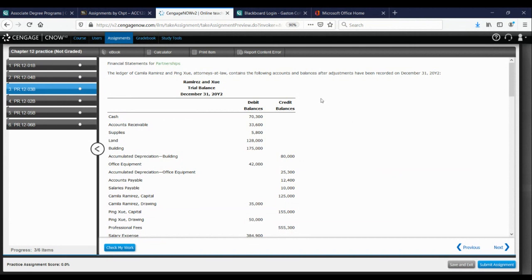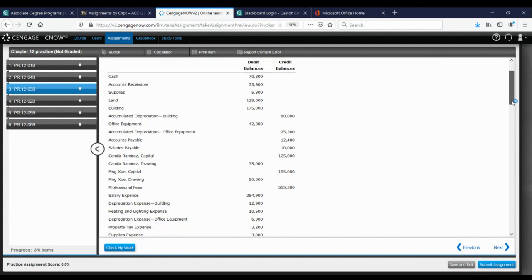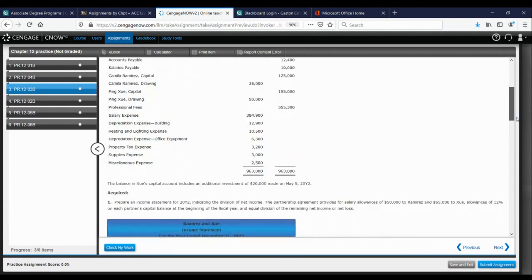So this is going to be a company called Ramirez and You, and it says that they've given you the ledger of Camilla, Ramirez, and You, who are attorneys at law. And the following accounts and balances after adjustments have been recorded on December 31st, 20Y2. They've given you all of the accounts that this particular partnership had. And so there's a list of those.